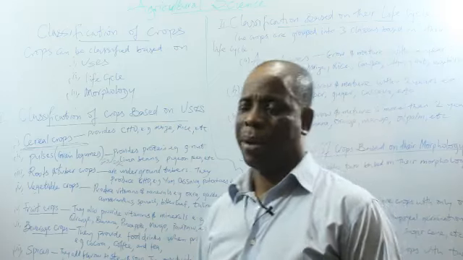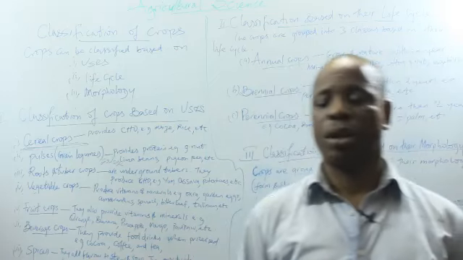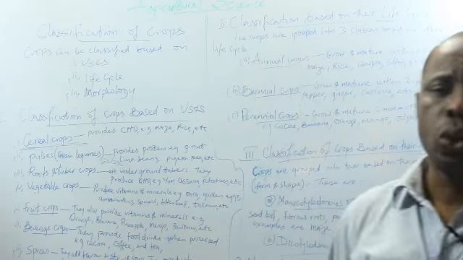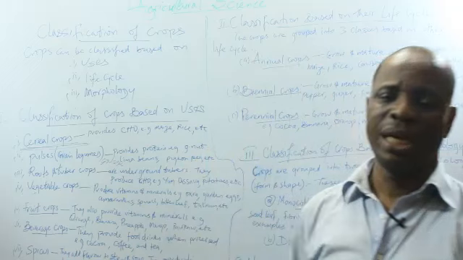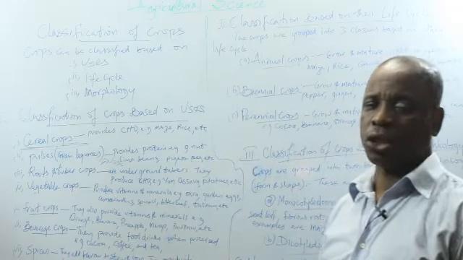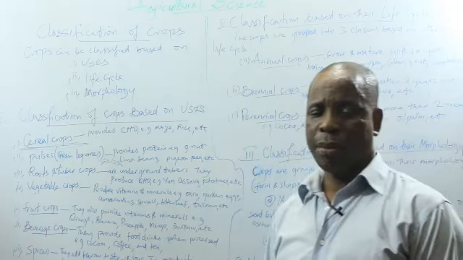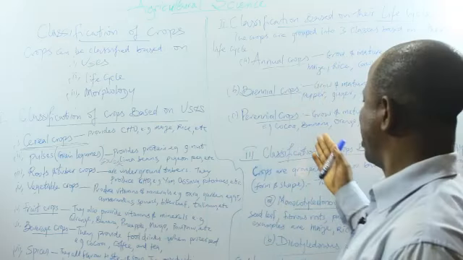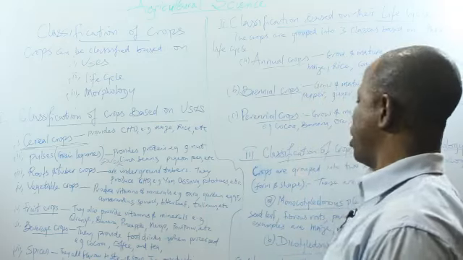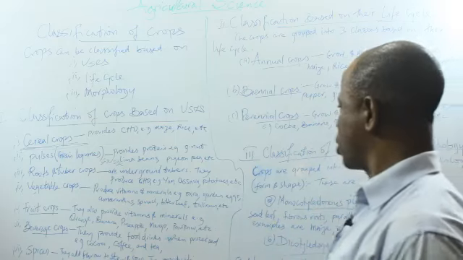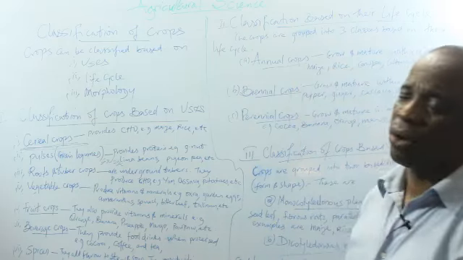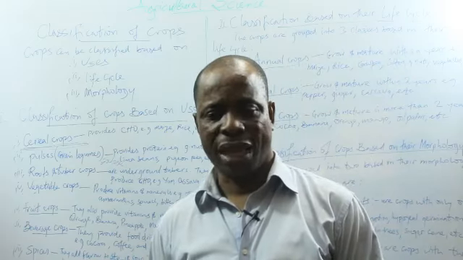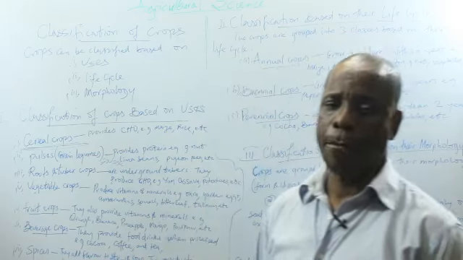Then we have the perennial crops. Perennial crops are crops that grow, mature, and complete the life cycle in more than 2 years. Most of them are plantation crops. Most of them are tree crops. These examples include cocoa, bananas, orange, mango, oil palm, etc. They are perennial crops. Those are the classifications of crops based on their life cycle, which include annual, biennial, and perennial.